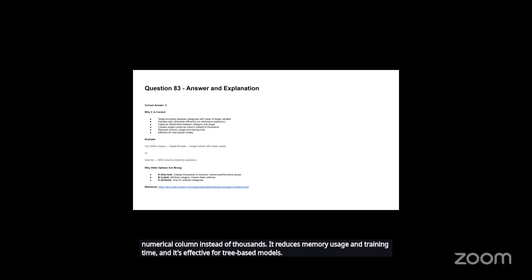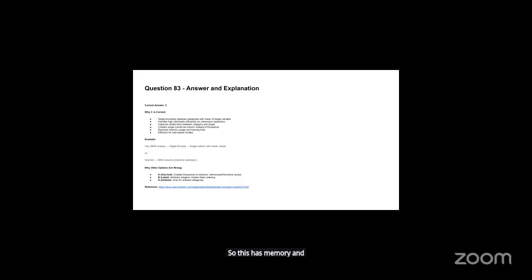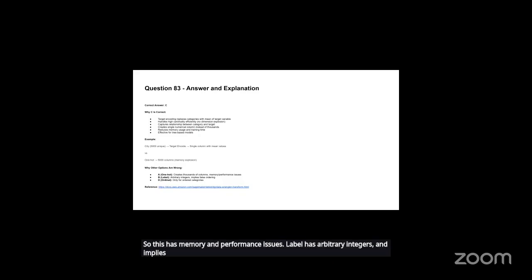So you can see an example here, the city target encodes to a single column with mean values, versus one-hot which goes to 5,000 columns. That's a memory explosion. So why are the other options wrong? A, one-hot creates thousands of columns, so this has memory and performance issues. Label encoding has arbitrary integers and implies false ordering. And ordinal is only for ordered categories.